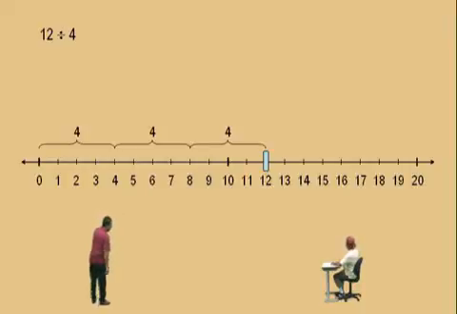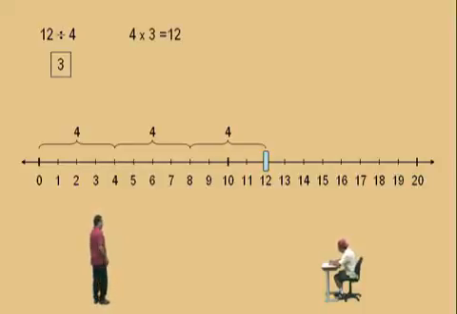Now, I want you to realize, how many 4s does it take to make up a 12, Charlie? 3. That's right, 3 of them. So 12 divided by 4 is 3. That's really because 4 times 3 is 12. Right? 4 times 3 is 12. Think about that. We're going to come back to that in a second.